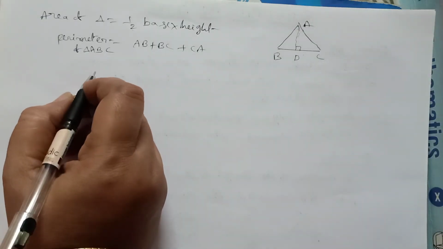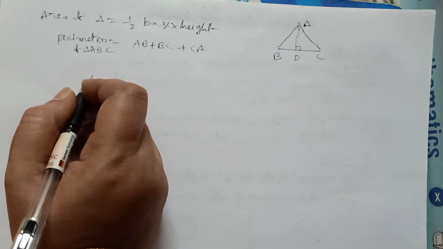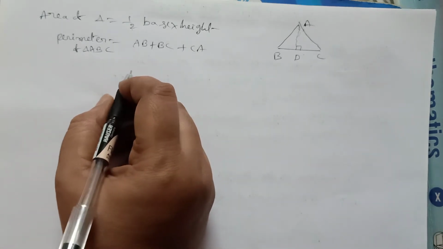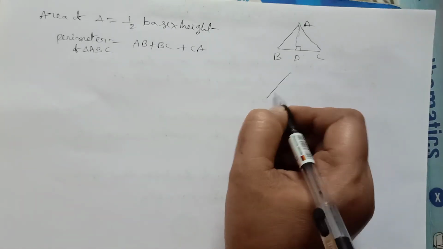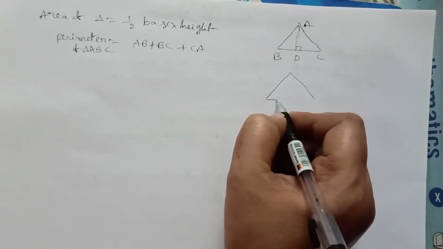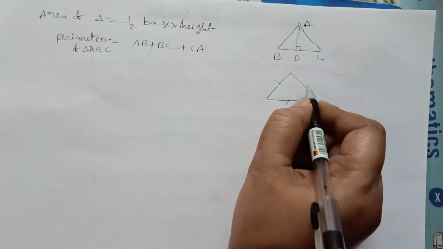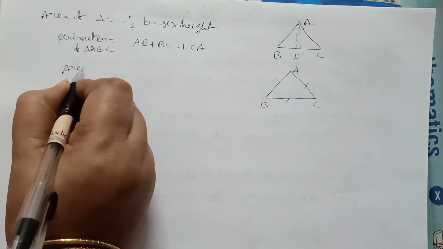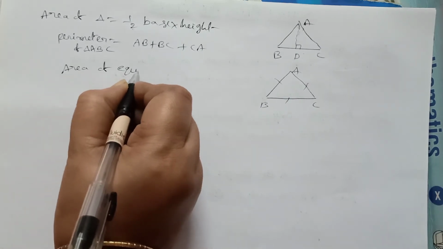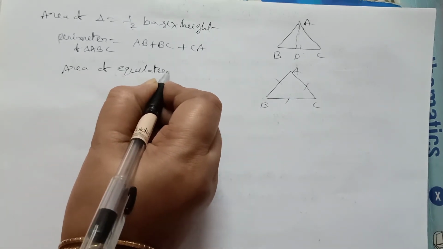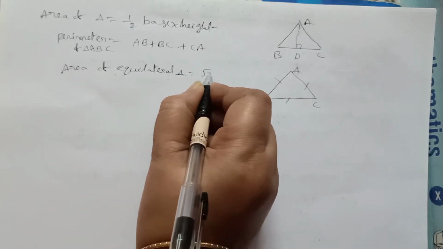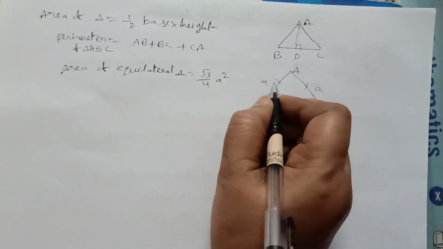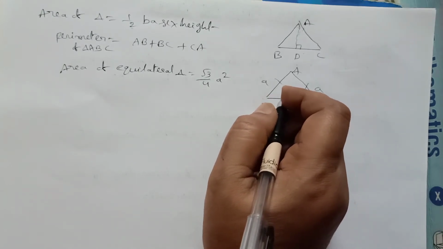Next, if you consider the equilateral triangle, what is an equilateral triangle? A triangle in which all the three sides are equal is called equilateral triangle. Area of equilateral triangle is root 3 by 4 a square. This is a. In equilateral triangle all the three sides are equal.